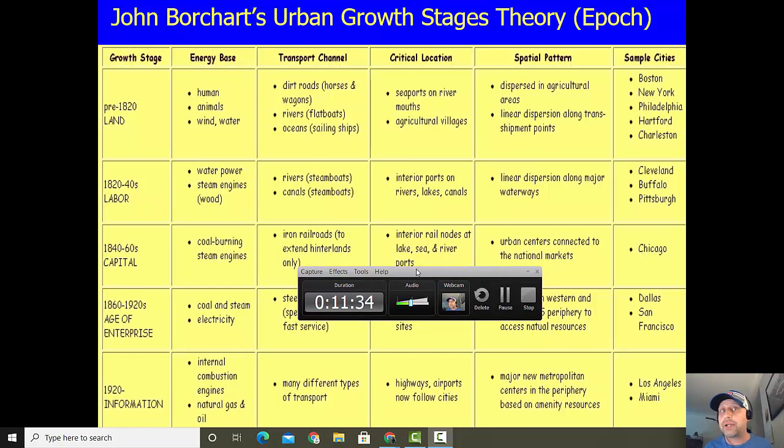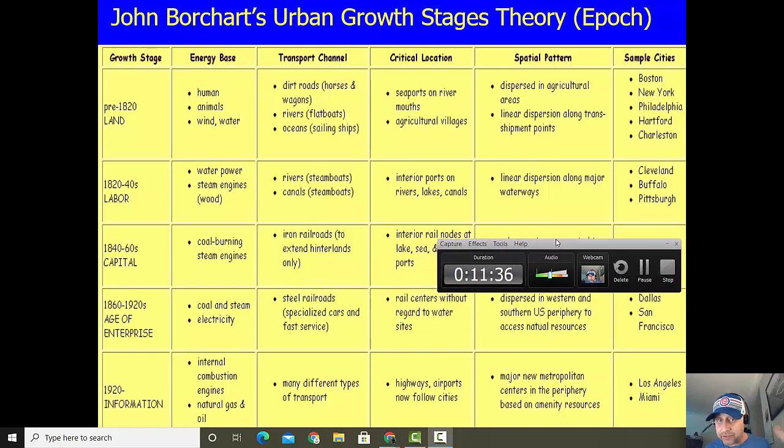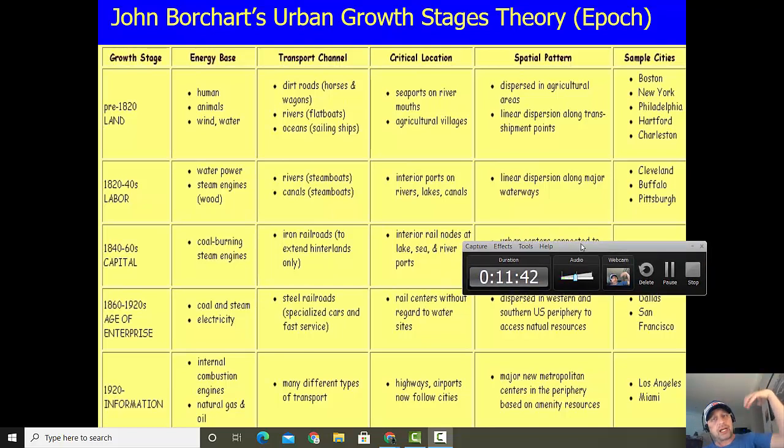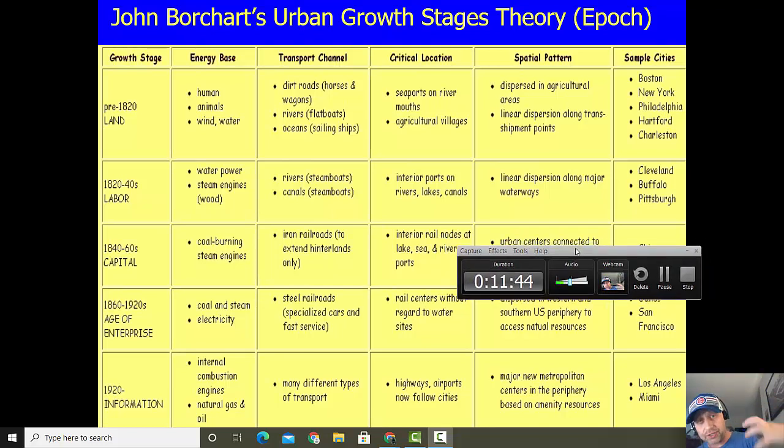So, Borchardt's theory, 5 stages throughout our history, based almost primarily on the energy sources and the transportation sources we used, and that meant critical locations were located in a pattern from east to west, right, based on the energy and the transportation that was available to us at that time.